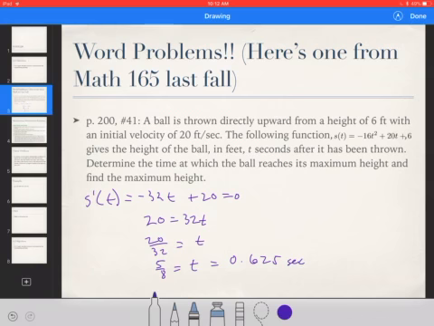Now evaluating the original function, we actually don't have to do any math here because 0.625 was the number we got for h with the algebra version, and we will arrive at the same 26.25 feet for the maximum height.